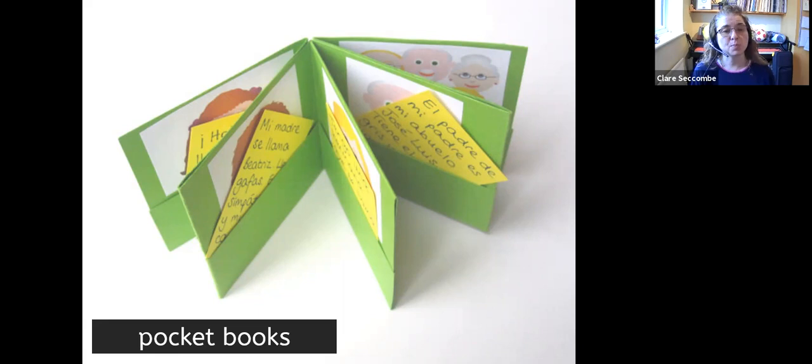So on this one, each page has got a picture of some family members stuck on it, and some cards are written with descriptions of those family members. So you have to match up the cards with the family members and put them in the pocket.